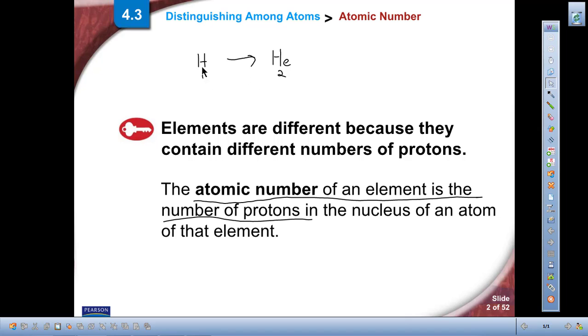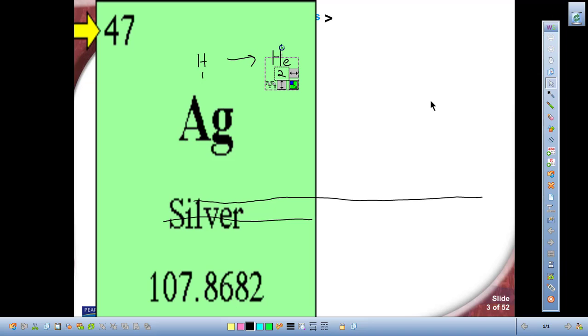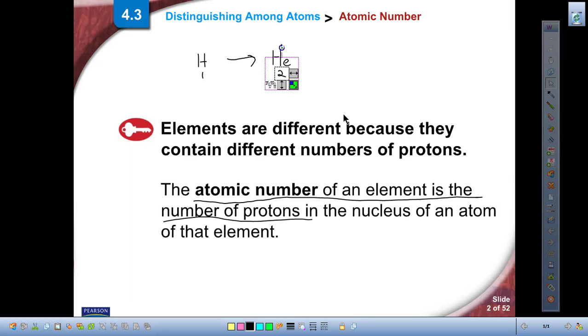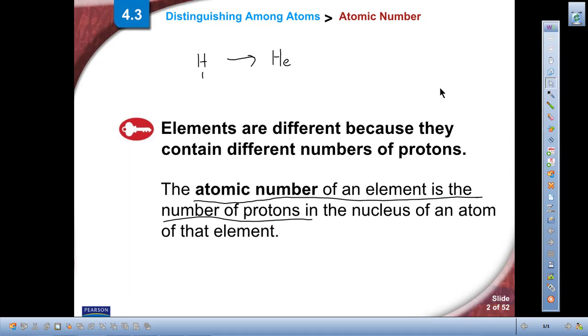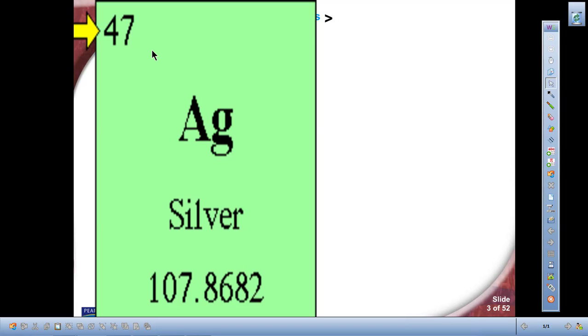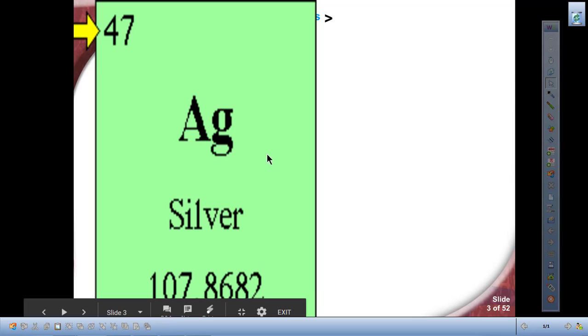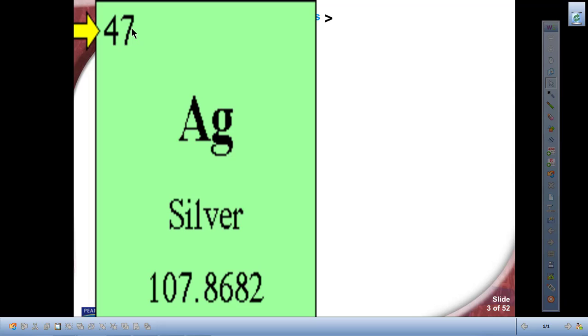Now generally we're not going to put the number down here. Actually, when you see it on a periodic table, it could be anywhere. Depends on the periodic table. But it's going to be the whole number, and it's usually the largest number. So here I have silver, and I see this is my atomic number. It's never going to be a decimal because I can't have part of a proton, so it's always going to be a whole number.